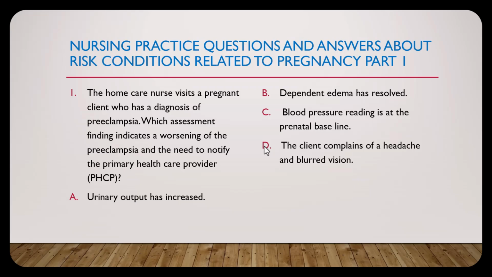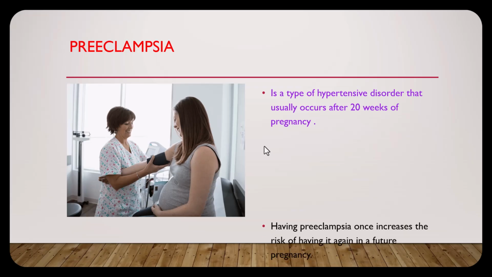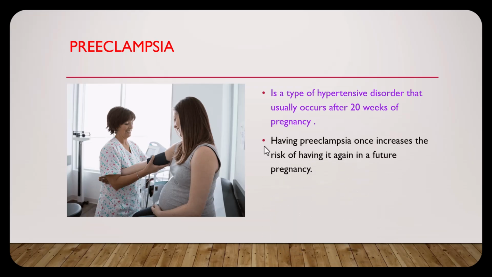Now for this question, the correct answer is option D. The client complains of a headache and blurred vision. Now, what is preeclampsia? It is a type of hypertensive disorder that usually occurs after 20 weeks of pregnancy. Having preeclampsia once increases the risk of having it again in a future pregnancy.